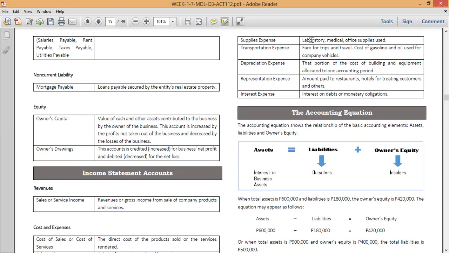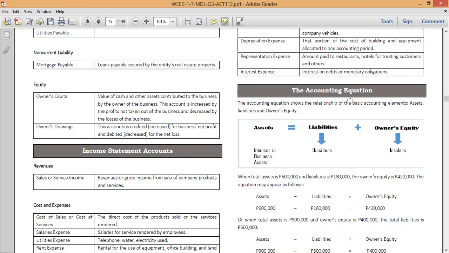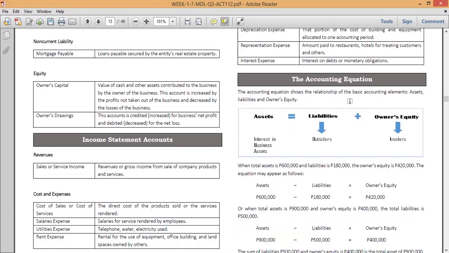So, supplies expense. For example, bumili ka ng mga laboratory supplies kung medical pala yung nasa medical field ka. 'Di ba? Office supplies, yung mga needs mo sa company. So, supplies expense. Yung mga bills na binabayaran sa kuryente, sa tubig, sa wifi, ang tawag po doon, utilities expense.